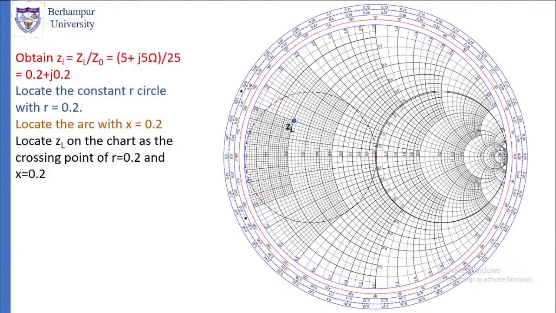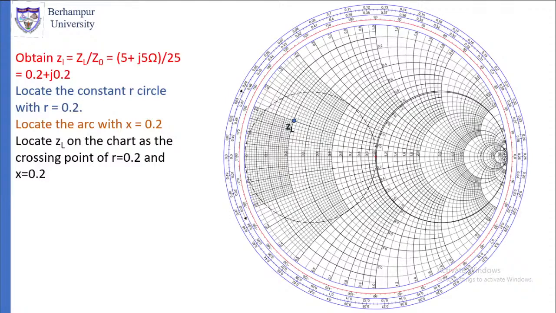Then locate this point, zL equal to 0.2 plus J0.2, on this Smith chart. How will you do that? First, locate the constant R circle with R equal to 0.2. Please do that. Let me give you 15 seconds to locate the R equal to 0.2 circle on this Smith chart.